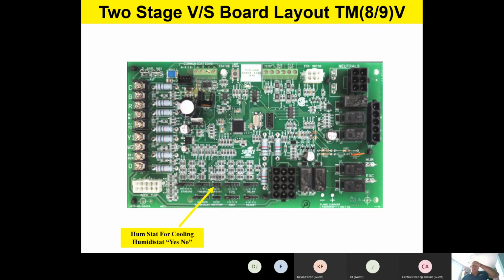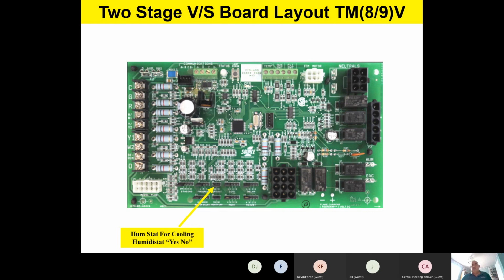Now, please make a note of this. If you're not going to utilize this feature, make sure that jumper is in the no position. If you're not going to utilize that dehum feature, make sure it's in the no position. That way you'll have 100% airflow. Because remember, team, if I have this in the yes position and nothing hooked up to the dehum terminal over on the left-hand side there, the fan will only run at 80% cooling airflow. So be sure and put that in the no position.